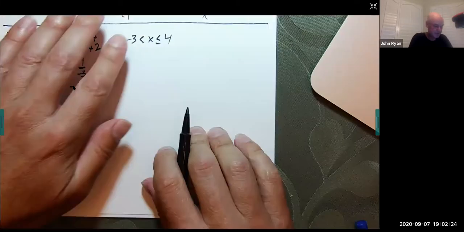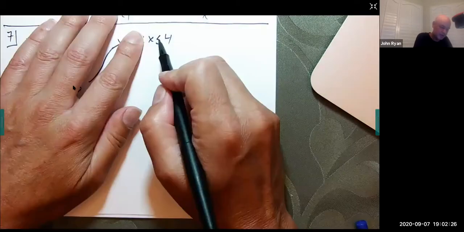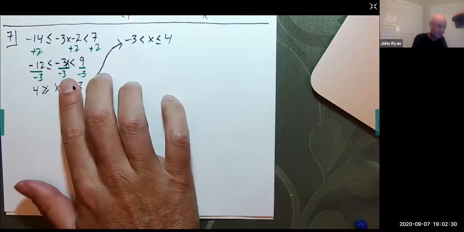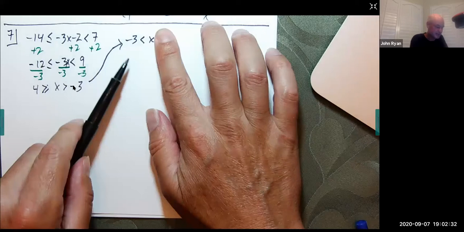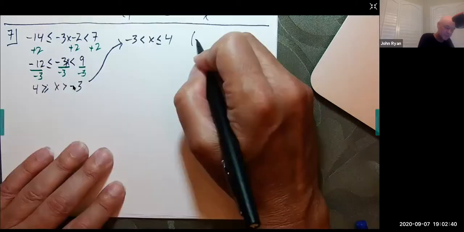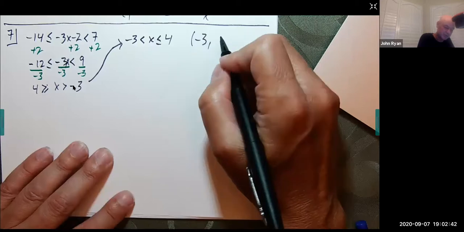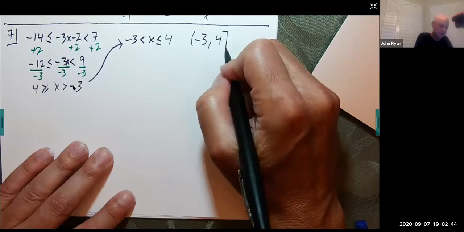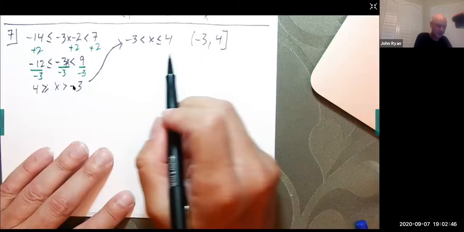Now you'll notice the open mouth for this one is at the 4. The open mouth for this one is also at the 4. The open mouth for this one is at the x. The open mouth for this one is also at the x. So these are equivalent statements here, but we need it this way so that when we write it in interval notation, we don't confuse which one goes first. Notice I'm not including the -3, but I am including the 4.